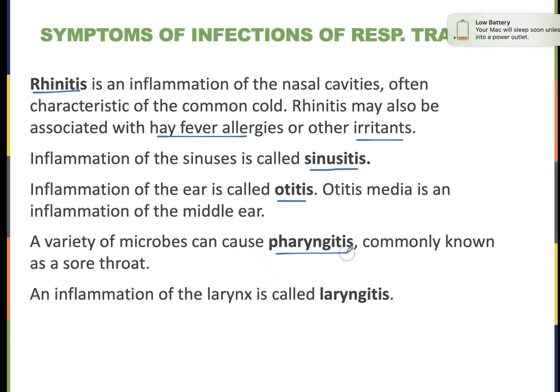Pharyngitis is just sore throat, right? Pharyngitis is the inflammation of the pharynx. And inflammation of the larynx, where your vocal cords are, is called laryngitis. With laryngitis, people tend to lose their voice because the vocal cords get big and inflamed, and they're not going to vibrate as they should.